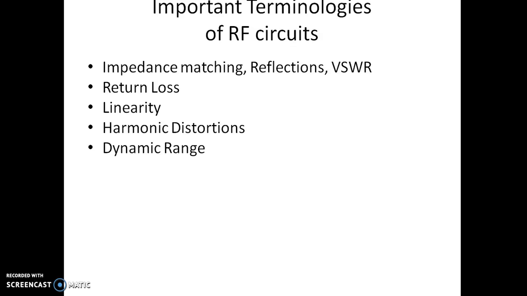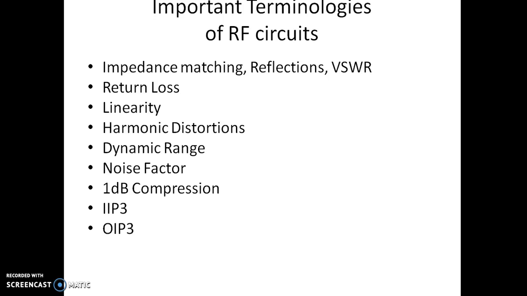Next is the dynamic range. This is the range over which the output is satisfactory with the desired specifications. Noise factor is again the signal to noise ratio of the output and the input of that RFIC. And we have an important discussion on 1 dB compression, which again talks about the linearity of usually the amplifiers, and we have IIP3. We will discuss what this IIP3 is. Next we also have OIP3, a directivity discussion, and isolation.